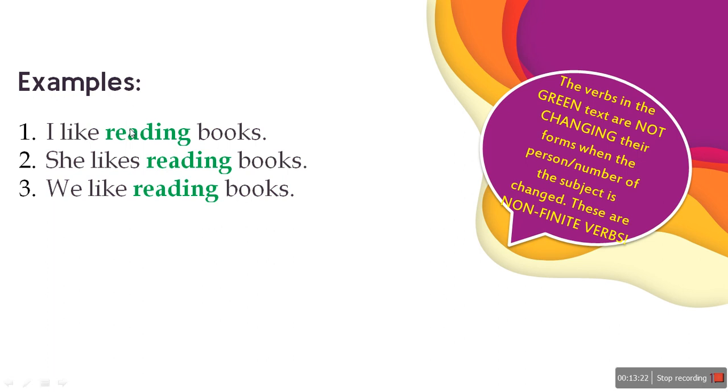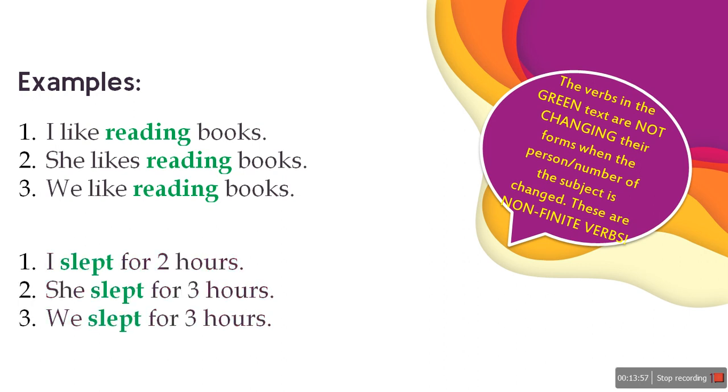See here, the main verb in the sentence is reading. First one reading books, second one reading books, third one reading books. Reading, reading, reading. This verb is common in 3 examples. It is not changing. The reading form is quite the same in 3 sentences. So this verb is called what? Non-finite verb. But here like, likes, like, this is a finite verb. Fine. So we have to see here the main verb in the sentence. Okay. Few more examples for you.